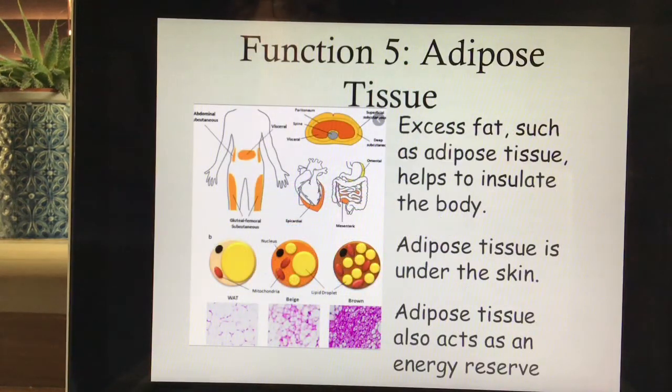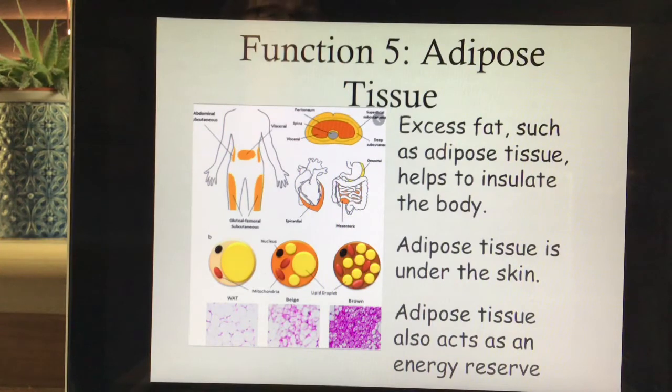Function number 5. Lipids act as an energy reserve, and any excess fat will be converted into adipose tissue. This helps to insulate the body, and it's found just underneath the skin. There's certain places in the body that the body likes this fat to be deposited, for example, around the belly and the waistline. But this also acts as a fat reserve.